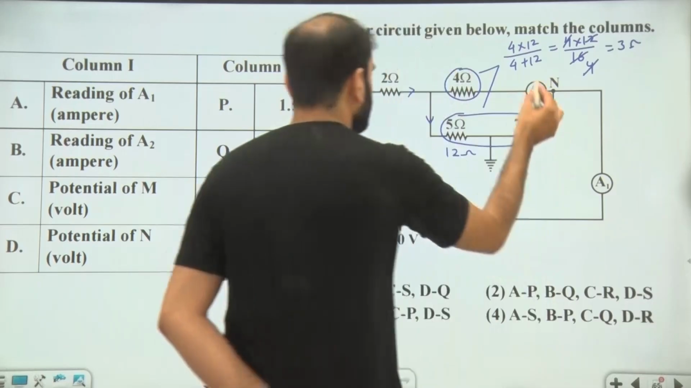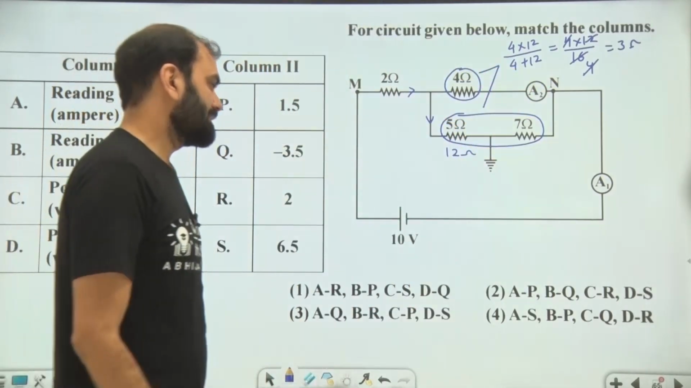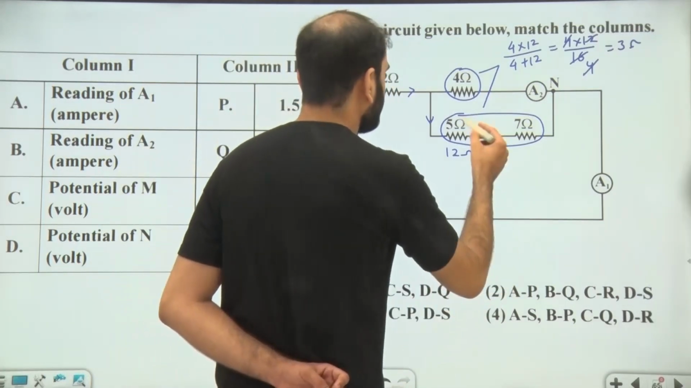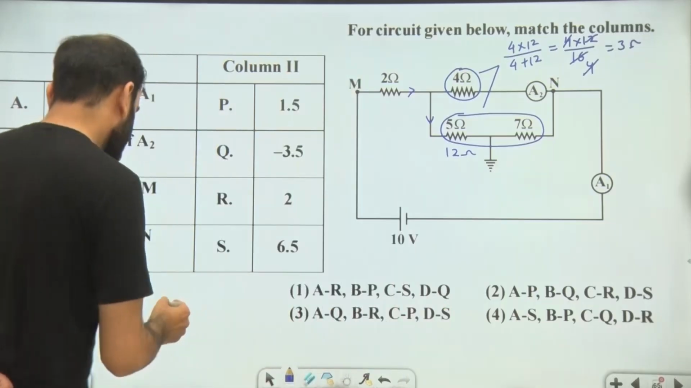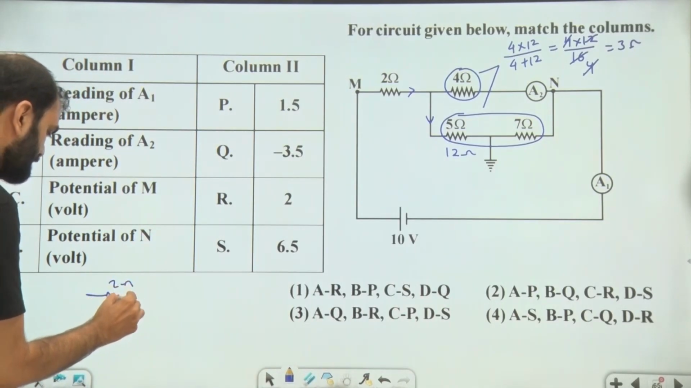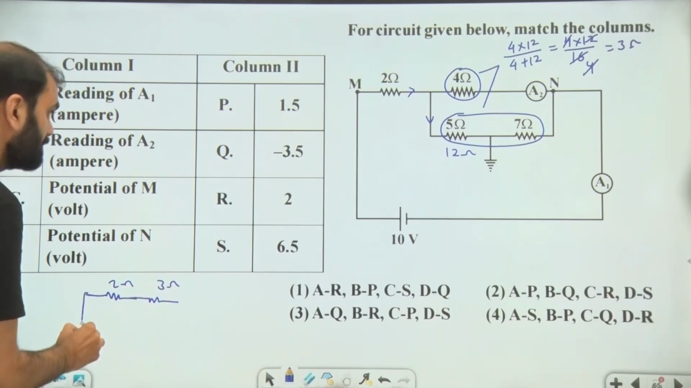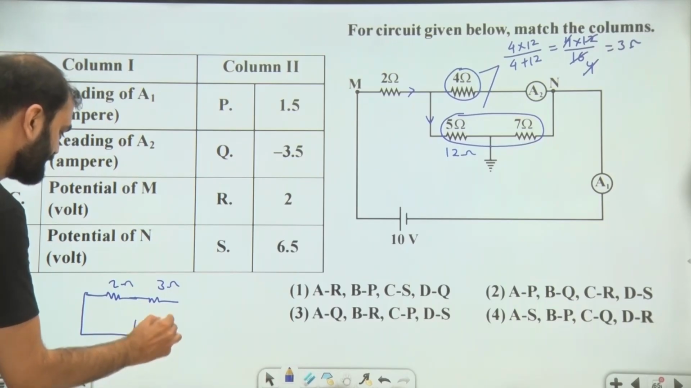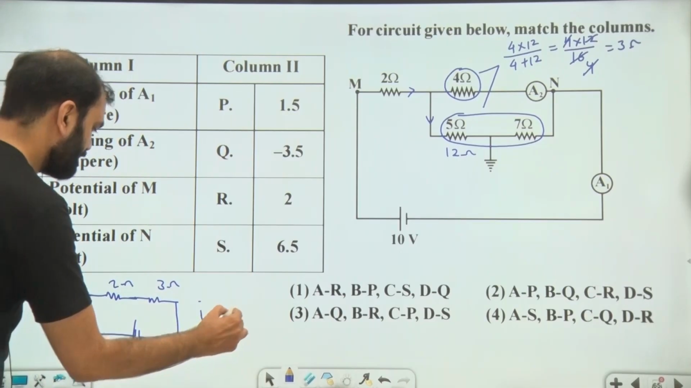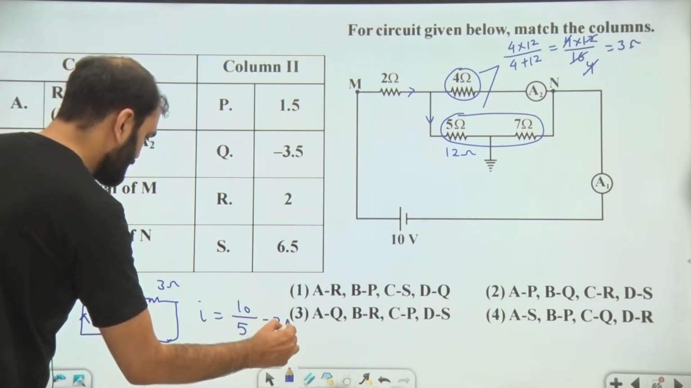Okay, so this is a 3 ohm resistance, and assume that the ammeter is an ideal ammeter, if nothing is mentioned. So I'm just redrawing this circuit. The circuit will be like this: a 2 ohm, and that resistance will be equal to 3 ohm, and a 10 volt battery is connected to it. So current in this circuit will be I equals EMF of the cell upon total resistance. So it comes out to be 2 ampere.